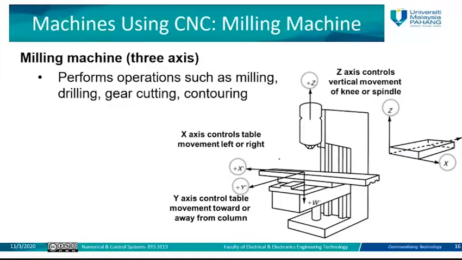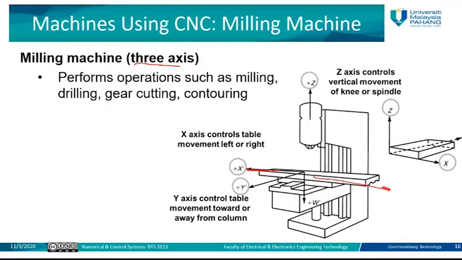Milling machines. We said the milling machine is referred to as the second type, which is the machining center. And the machining center here uses 3 axes. So we have X and Y and Z. The X, as we already mentioned before, will control the table movements left or right. So if this one is the X axis, this is to the left, for example, and this direction is to the right. Then the Y axis here will control the table movement towards or away from the column.